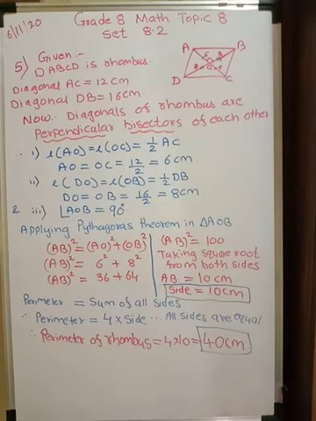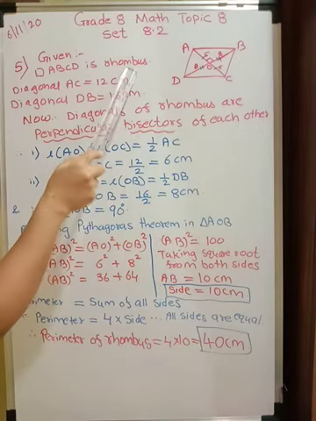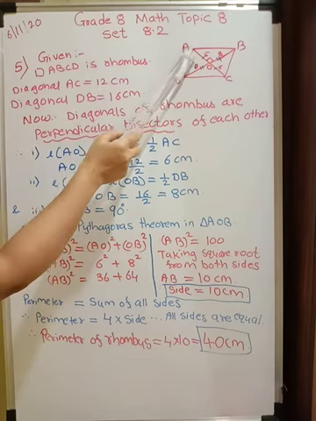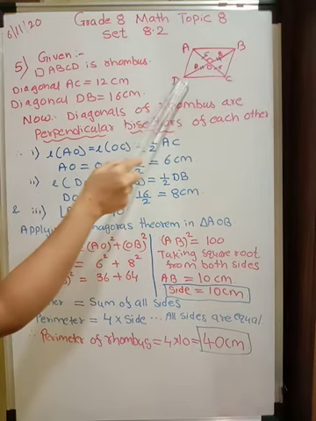Now look at the fifth question. Lengths of diagonals of rhombus ABCD are 16 centimeter and 12 centimeter. Find the side and perimeter of the rhombus. Now see, first of all, quadrilateral ABCD, a rhombus, is given. What is one diagonal? One diagonal is 12. So if we consider AC is 12, the other will be DB, which is equal to 16 centimeter.